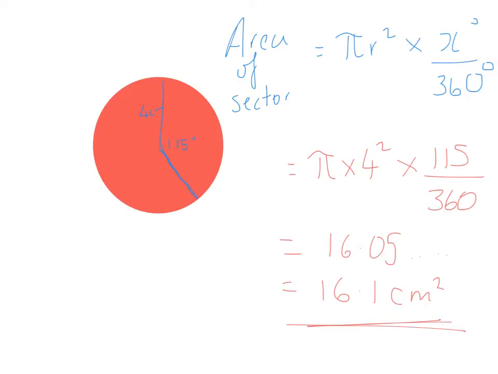So this is really similar to the arc length formula. The only difference was in the arc length, which is associated with the circumference, this part here was pi d. But because we're now calculating the area, this part will be pi r squared. And this will be the same just for working through any of the related questions.